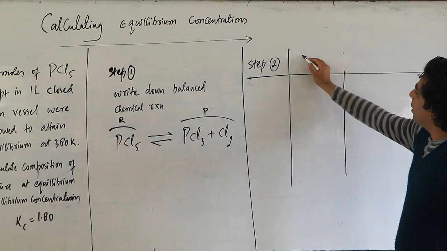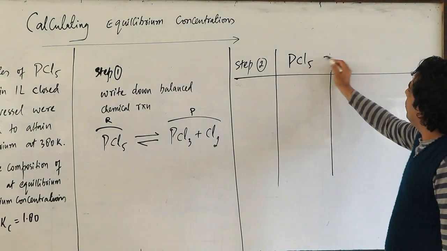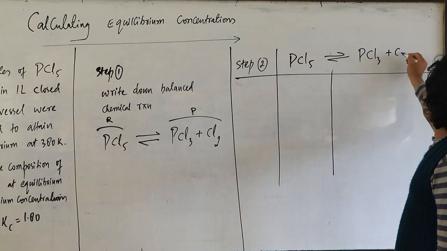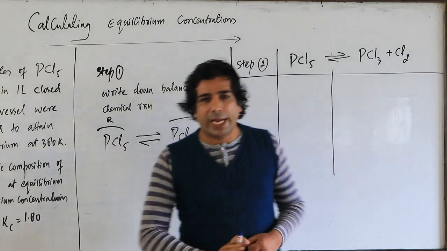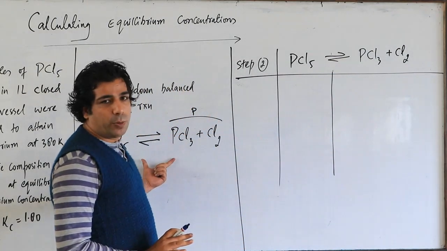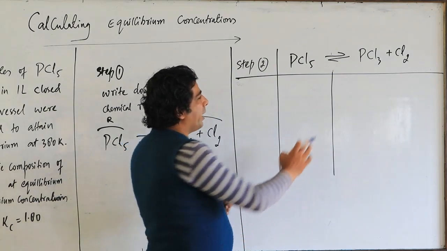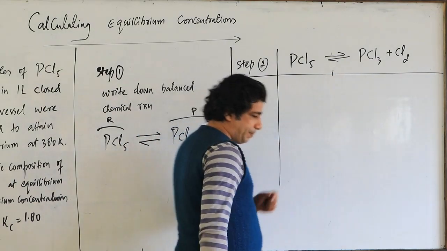So let us take our chemical reaction which we have already done. Beginning: PCl5 gives me PCl3 plus Cl2. This is my balanced chemical equation. So I have taken that balanced chemical equation, and I am trying to show you now what is going to happen with this chemical reaction.